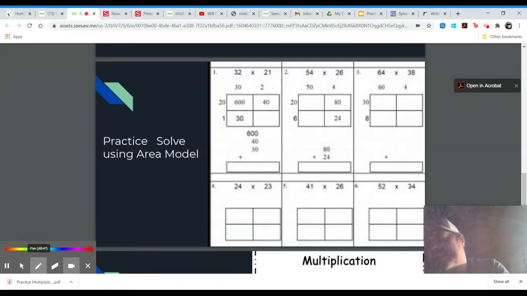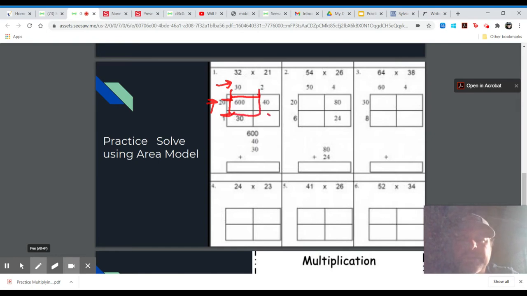Here we're cross multiplying. Right there you have 20 and then you have the 30. They cross right here in this box. And then 30 and 1 cross over here. And then 20 times 2, and then 1 times 2.